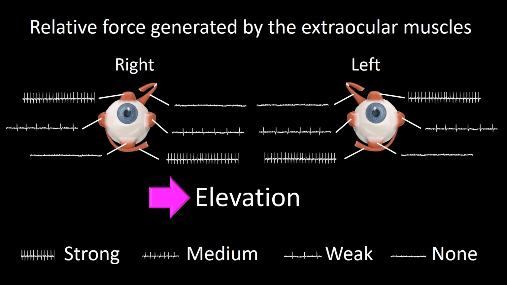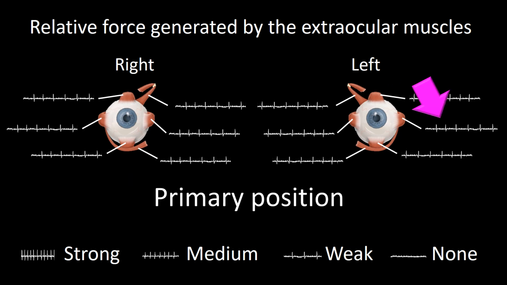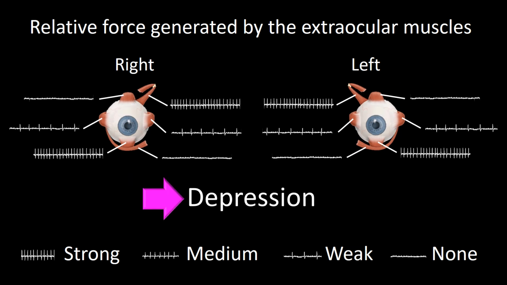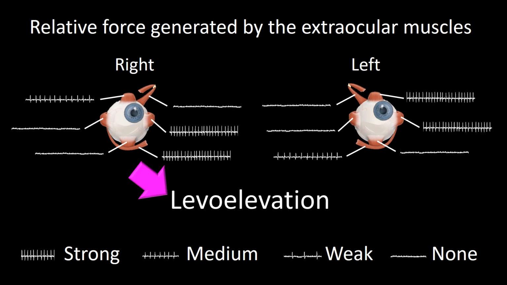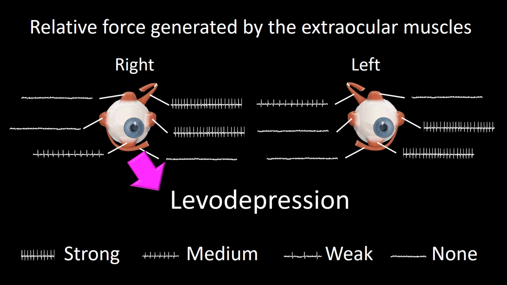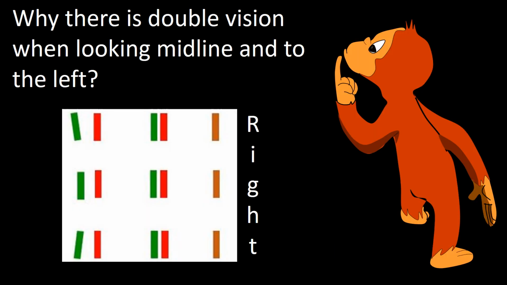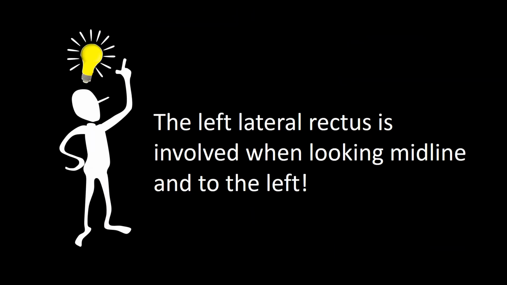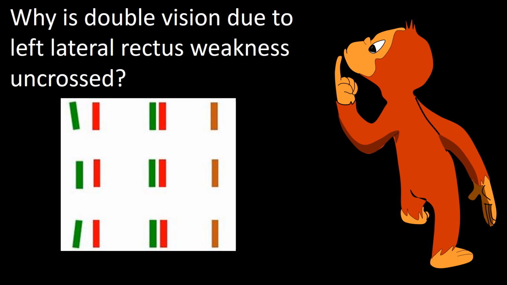As you can see, during elevation, the left lateral rectus contracts. During primary position, the left lateral rectus contracts. During depression, the left lateral rectus contracts. During levoelevation, the left lateral rectus contracts. During levoversion, the left lateral rectus contracts, and during levodepression, the left lateral rectus also contracts. So the answer to this question is because the left lateral rectus is involved when looking midline and to the left. The next question is why is double vision due to left lateral rectus weakness uncrossed?